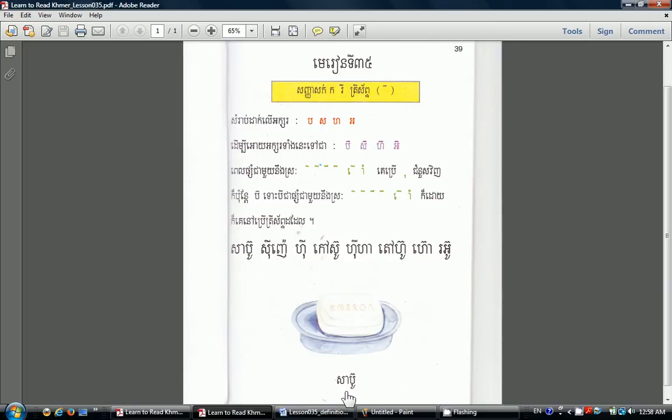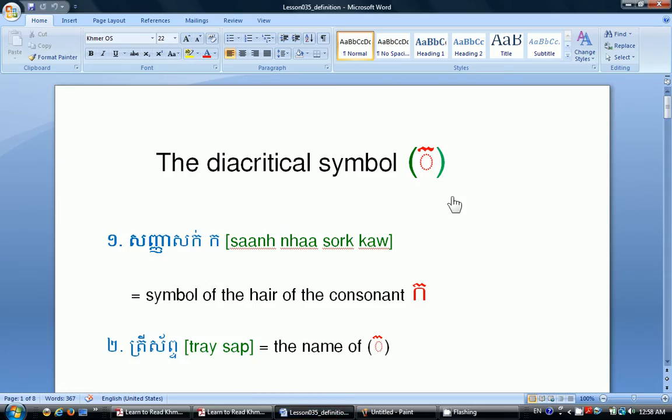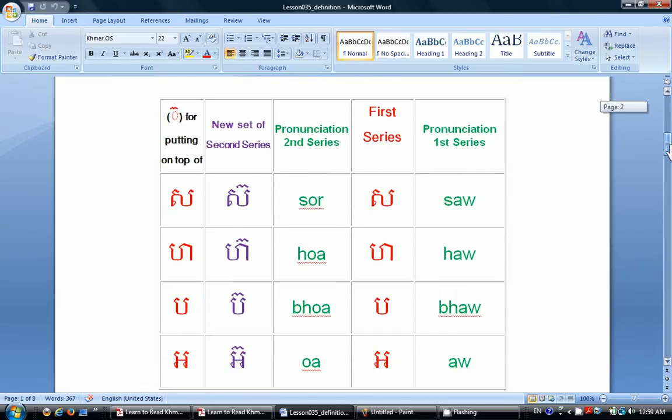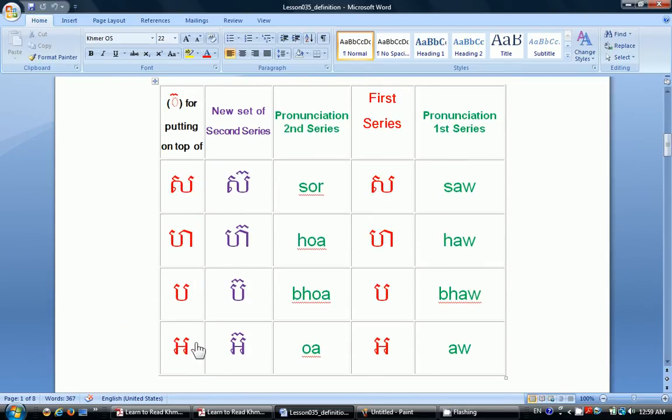This picture reads Sabu. Now let's look at this lesson in more detail. Okay, here again the diacritical symbol, which we call in Khmer សញ្ញាសកល, which means symbol of the hair of the consonant ka, or Trai Sap. Trai Sap is the name of this symbol. Trai Sap is used on these first series consonants to create a new set of the second series consonants here, which become the counterpart of these first series consonants.